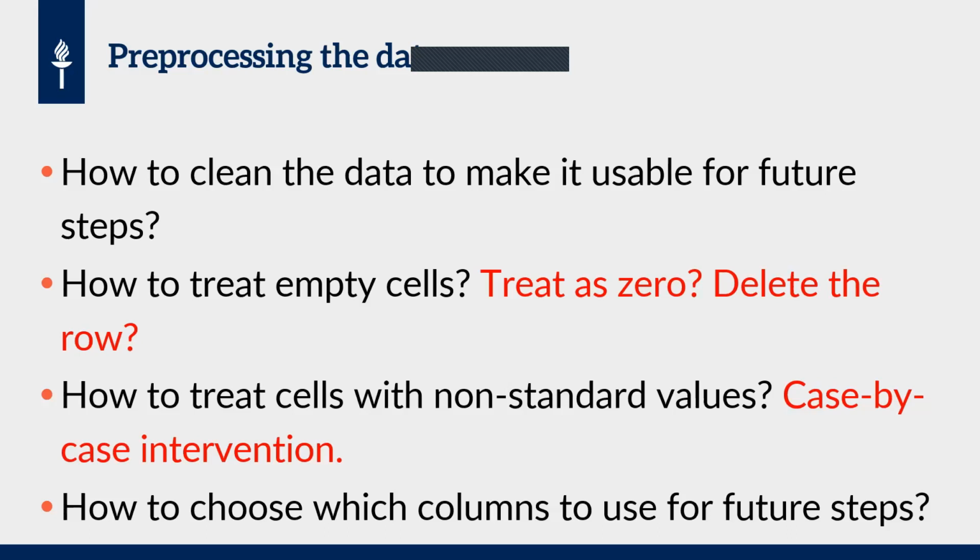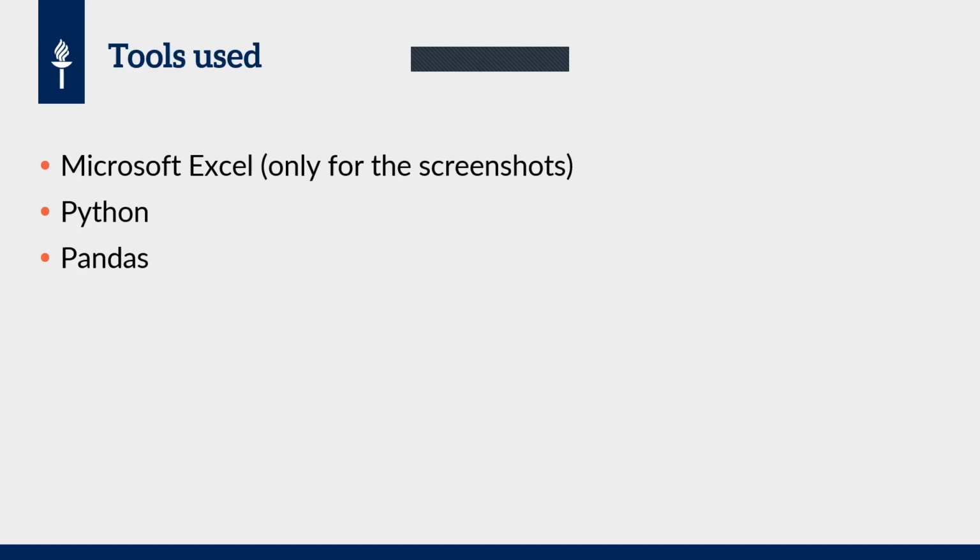How do we treat cells with non-standard values? We can do some case-by-case intervention. If it's a range, maybe it's reasonable to take the middle value of the range if the range is small enough. But it's something that we need to discuss with the decision makers. So you are the decision makers, you can decide what is a reasonable way to deal with these non-standard values. As for which columns to use, I'll come back to it later.